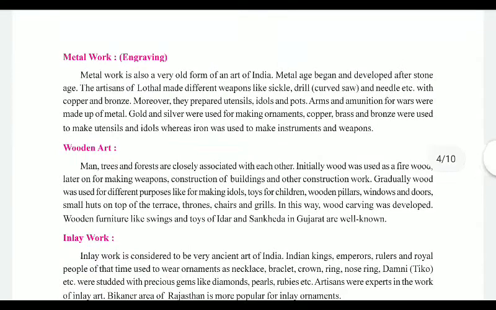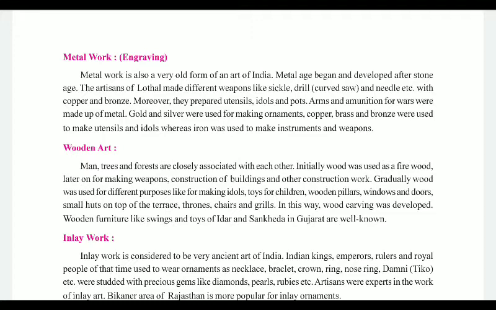Metalwork, engraving. So metalwork is also a very old art form of India. The metal age began and developed after the Stone Age. So the artisans of Lothal made different weapons like a sickle, reel, and needle, etc. with copper and bronze. Moreover, they prepared utensils, idols, and pots. Arms and ammunition for the wars were made of metal. Gold and silver were used for making ornaments.